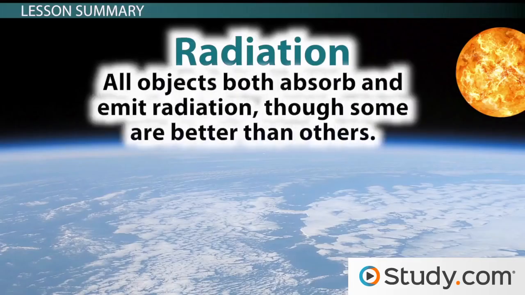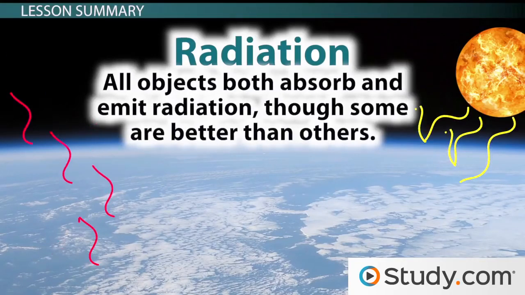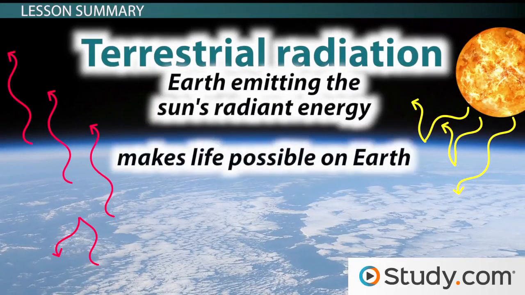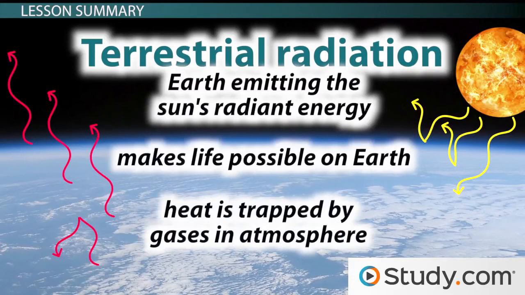All objects both absorb and emit radiation, though some are better than others. The Earth is very good at both absorbing and emitting the sun's radiant energy, and when it sends it back into space, this is known as terrestrial radiation. Terrestrial radiation is what makes life possible on Earth. This is because as heat is radiated back toward space, it gets trapped by the gases in the atmosphere, making Earth a nice, warm place to live.